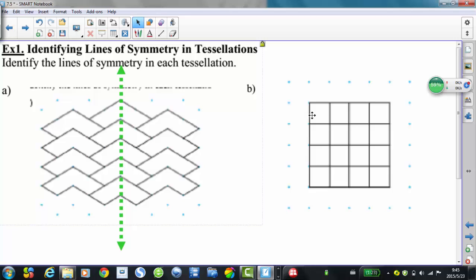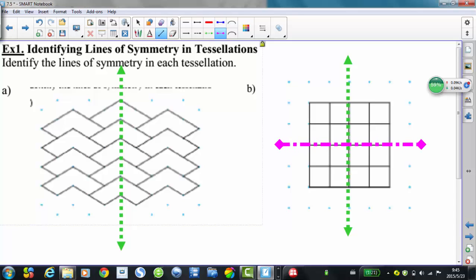Let's look at the tessellation which is a square shape with 16 little squares inside. We can tell there must be one vertical line of symmetry. If you fold the shape along the line of symmetry, the left side can overlap the right side. So this one is a line of symmetry. We also can find one horizontal line of symmetry, because if you fold the shape along this pink line, the top side will overlap the bottom shape.